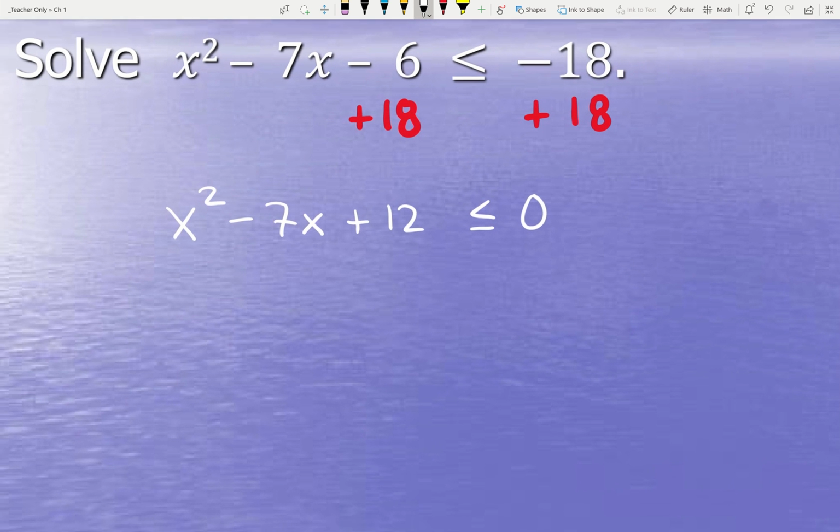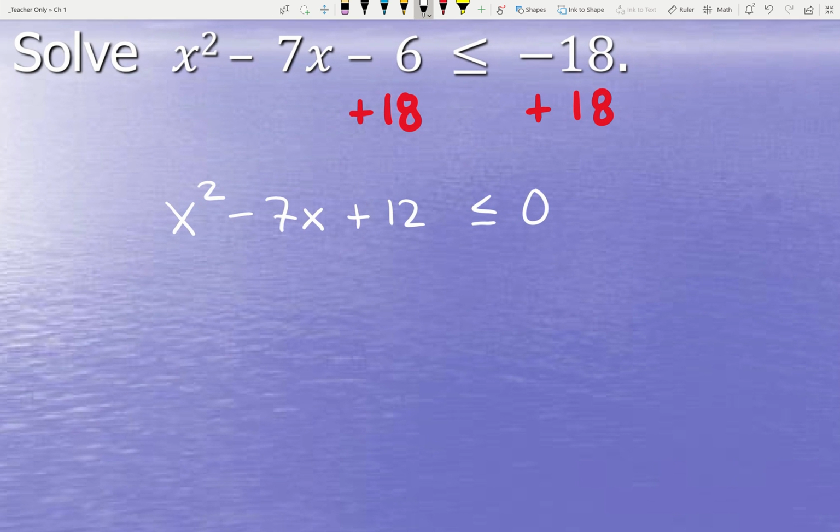So that's bringing everything to one side, leaving 0 on the other, and at this point we want to factor, just continuing with our steps here. So this is going to factor into x and x. We're going to have a combination of 3 and 4, I suspect, and I believe we're going to get there if we make them both negative, so that's good.